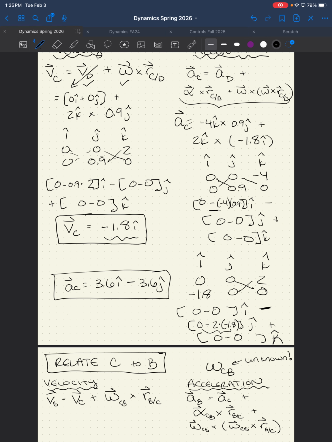Can you do the same thing for alpha? Absolutely. Nope, alpha is also, it can only be in the k-hat direction, simply because this is a two-dimensional problem. If it were a three-dimensional problem, we're kind of screwed. It could be any which way, right? But because this is 2D, we have this simplification. Make sense?